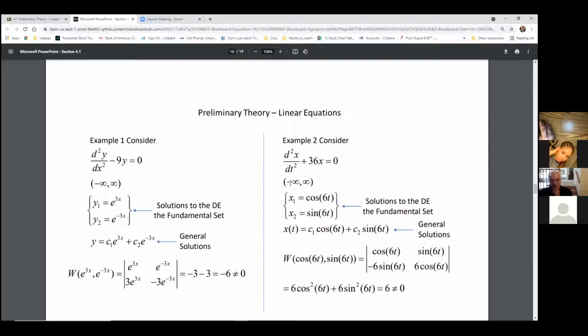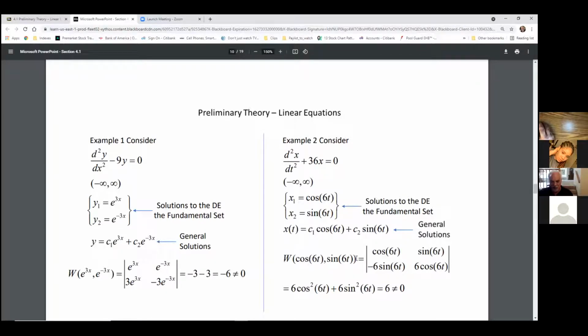So here's another example where one solution to this differential equation is cosine of 6t, and another solution is sine of 6t. So that's the fundamental set. Then any linear combination is a solution to this differential equation. So this would be the general solution.